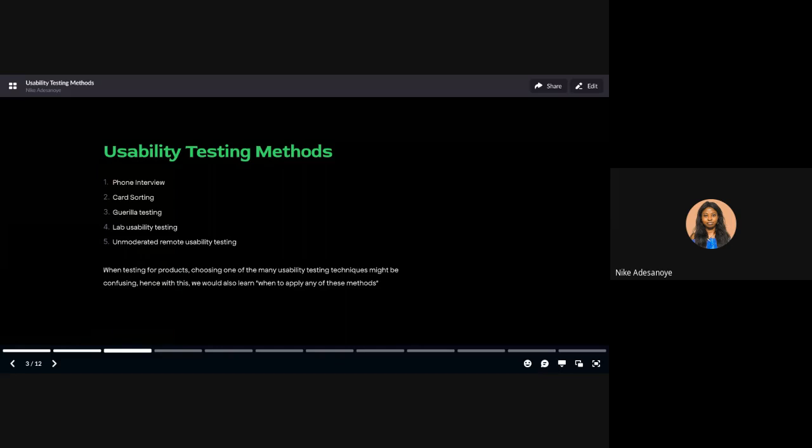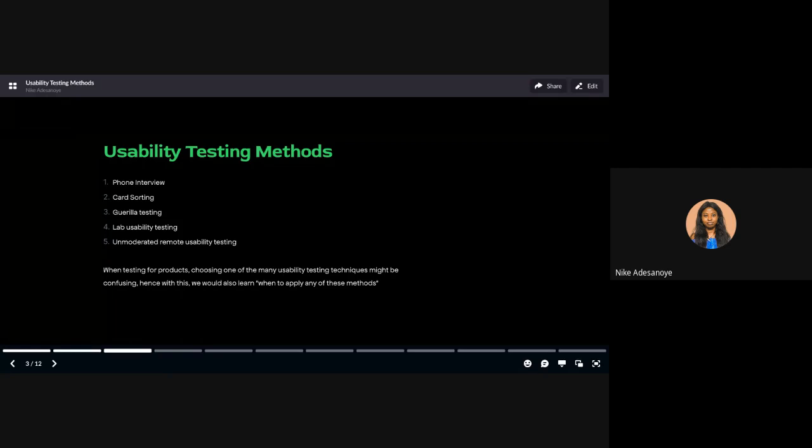I think there are actually a lot, right? And while I'm explaining all these methods, I'm also going to be giving when to apply them. We have phone interview, we have card sorting, we have this and that, right? But some people actually do two methods together. It's just like user research when people do quantitative and qualitative methods, right?